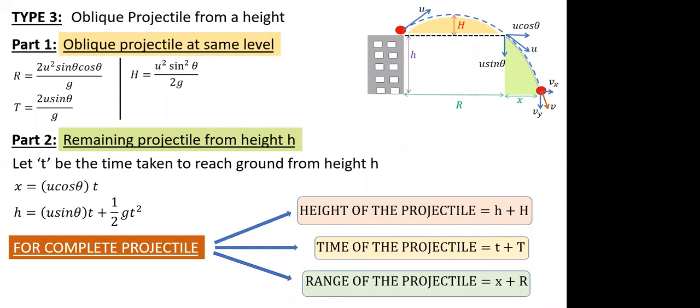Yeah, Tanmay, tell me. Hello, sir. Yeah, tell me. Which part didn't you understand in the second? So part 2, how can x be u cos theta t? Because horizontal is uniform motion, and I'm taking that it takes time to reach from this point to this point. So during that time, the horizontal distance covered is x. So distance is equal to speed into time. So x equal to u cos theta into t. Okay. Thank you, sir. And you're welcome.